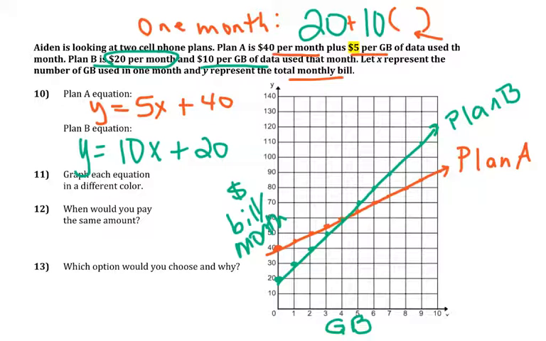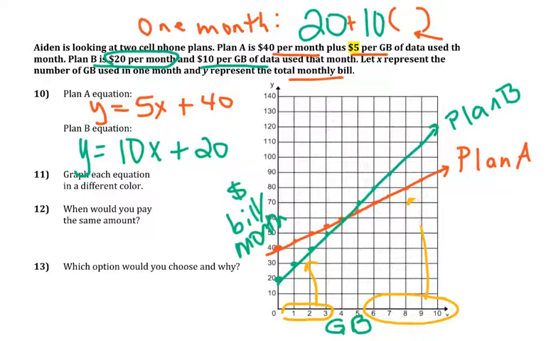Would you rather have plan A if you use a lot of data or if you use a little bit of data? Okay, remember that these numbers over here on the left, that's how much money you're paying. So you want to pay as little as possible. So if I don't use very much data, so if I'm using just a few gigabytes of data, which one is less money? The green one is less money. If I use a lot of data, which one is less money? Then the red one is less money. So that's going to go into your plan.